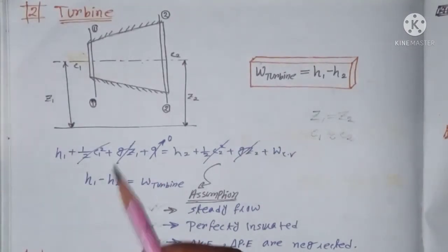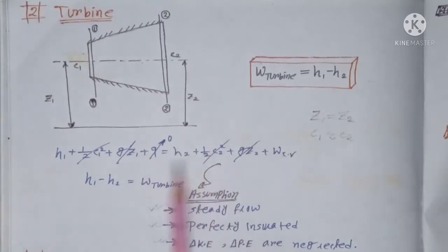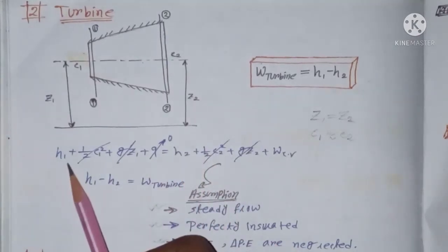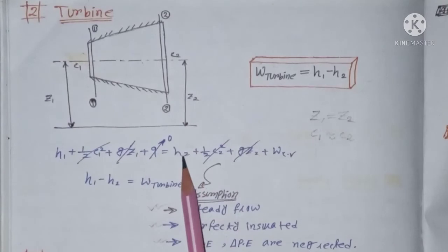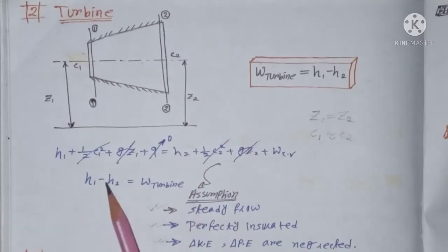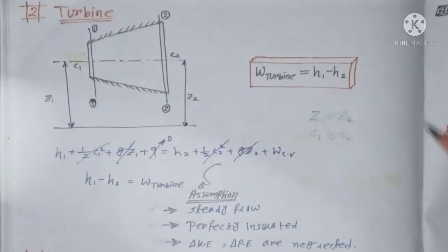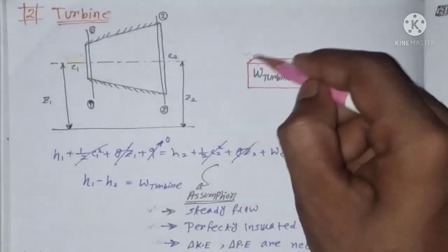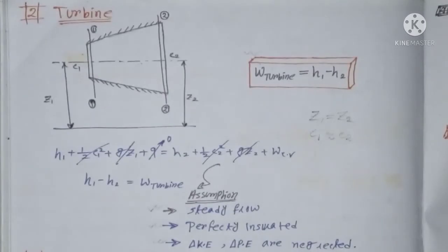Okay, so I think up to now it is clear. After cancelling all the terms, you get H1 on the left hand side and H2 on the right hand side. If I take H2 to the left hand side, then H1 minus H2 is equal to W of turbine. So I write it here: W turbine is equal to H1 minus H2. So this is about the turbine.